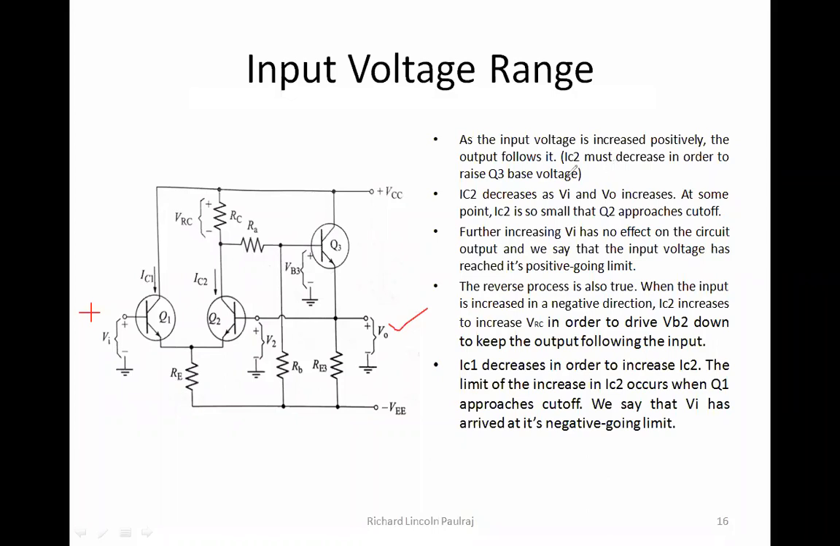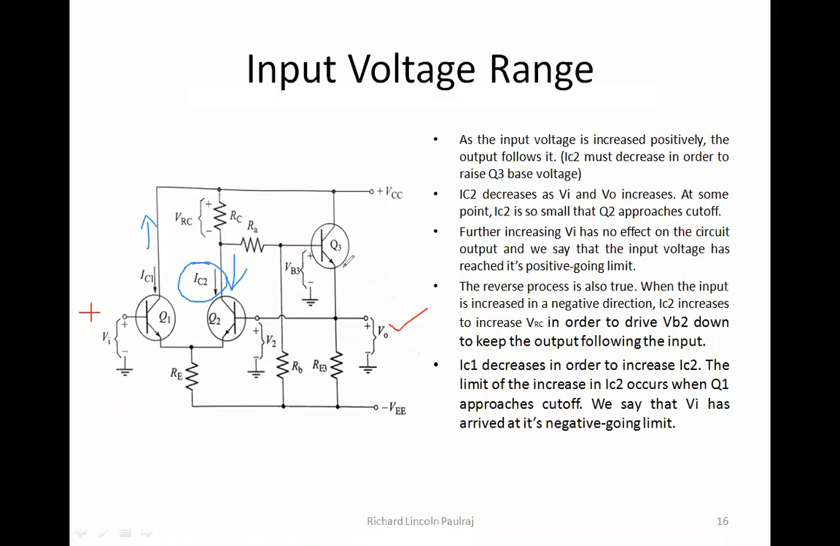Now, since this increases positively, what happens to Q2? This should reduce negatively. So in order to get this reduced negatively, my IC2 will also get reduced. The current will get reduced, whereby the current in IC1 will get increased. Is it clear till this point? Yes, sir. Fine.